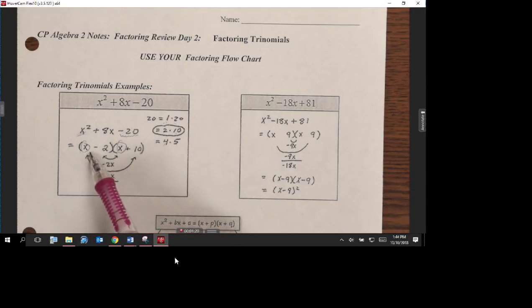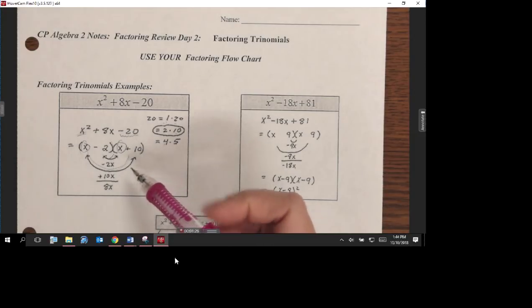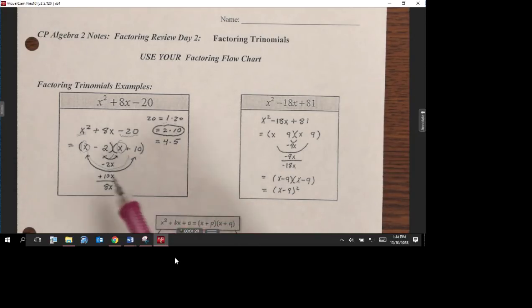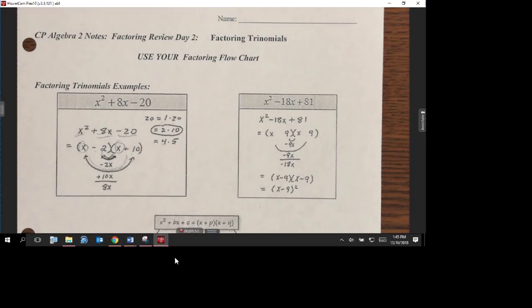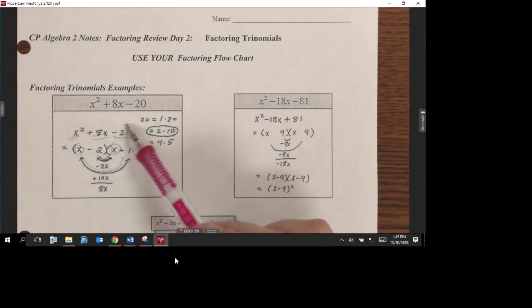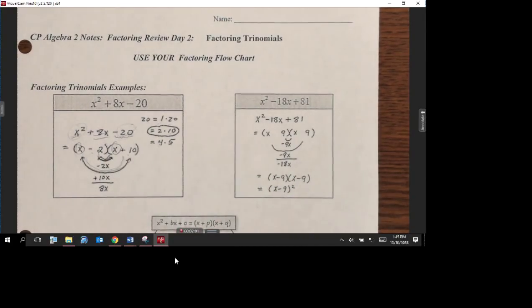But we also have to think about when we actually FOIL this back together, when we do our outer and our inside terms. When you go to FOIL it back together, the outside and the inside terms add together to give us the middle term. So when we FOIL this back together, they chose a negative 2 and a positive 10. When we multiply back together, we get a negative 2x inside, and outside we get a positive 10x. When we add those together, we get a positive 8x. So it is kind of guessing and checking, but at the same time, you're looking at the numbers and saying, what do I multiply together to give me the first and last spot? And then how can I add those together to give me the middle spot?